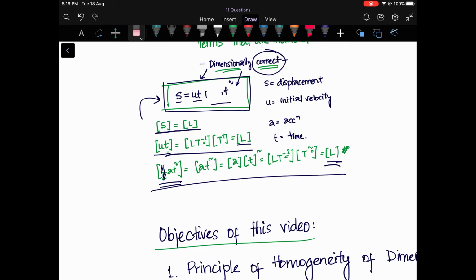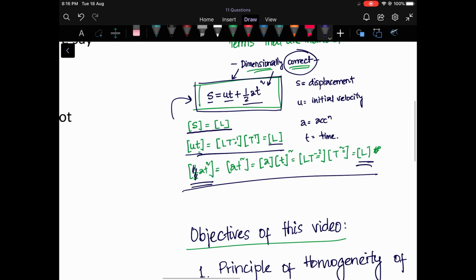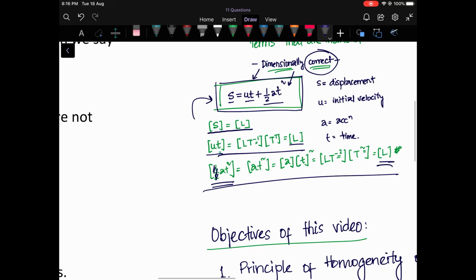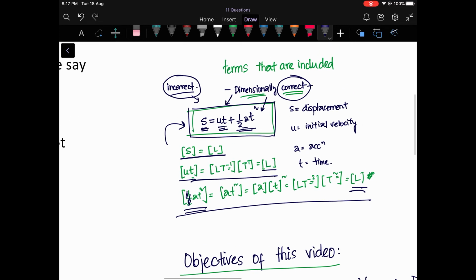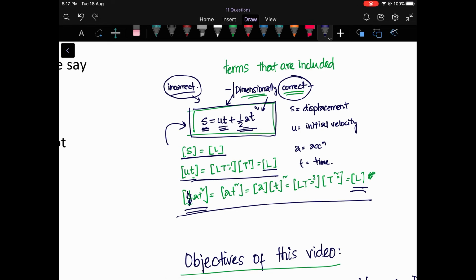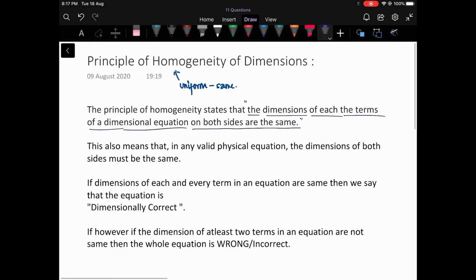So this is a drawback of dimensions, where you cannot predict whether a formula is fully correct or just dimensionally correct. However, if you would have got the dimensions of this term or all the terms not the same, then this formula would have been surely incorrect. That means if the dimensions of the terms are not matching, then we can say that the formula is surely incorrect. But if the dimensions are matching, we can say that it is not fully correct, but at least we can call it dimensionally correct. So there you have your principle of homogeneity of dimensions.